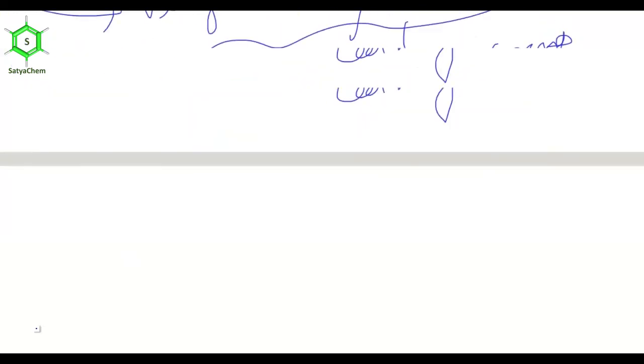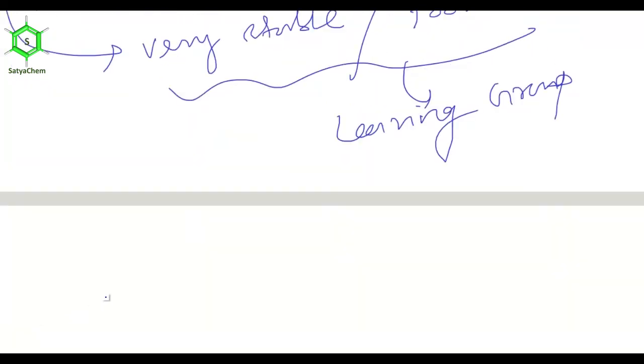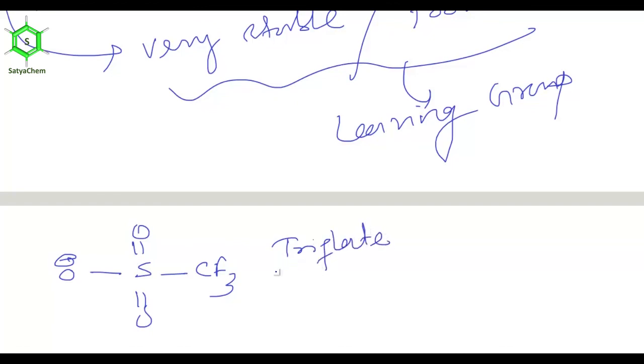Now I am going to give you some such oxyanions which are very stable and are considered poor bases. Triflate. This is triflate. See here, the CF3 group, three fluorines. Fluorine has a minus I effect. So the anion is stabilized by the minus I group CF3 and the electron withdrawing S double bond O. So this is very stable. This anion is called triflate or OTf.